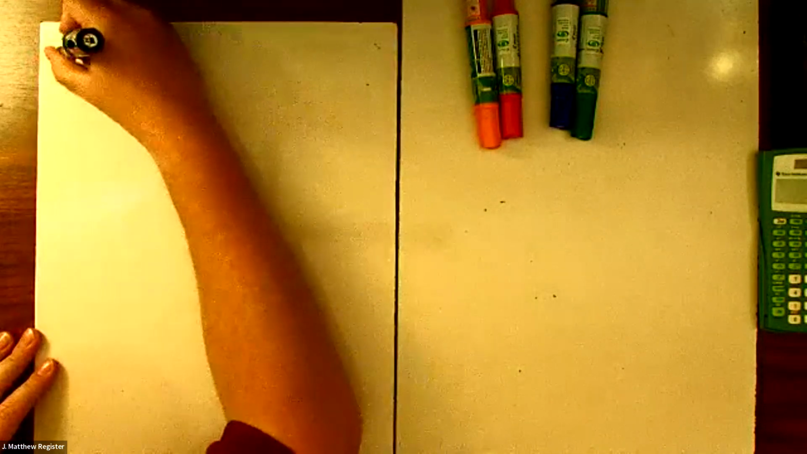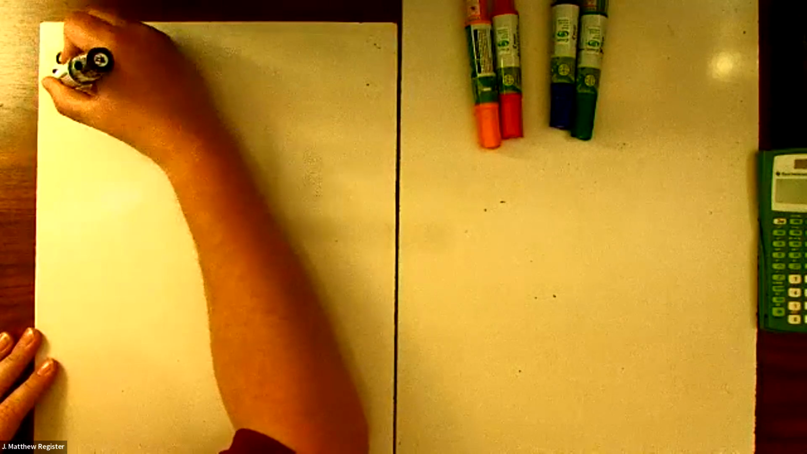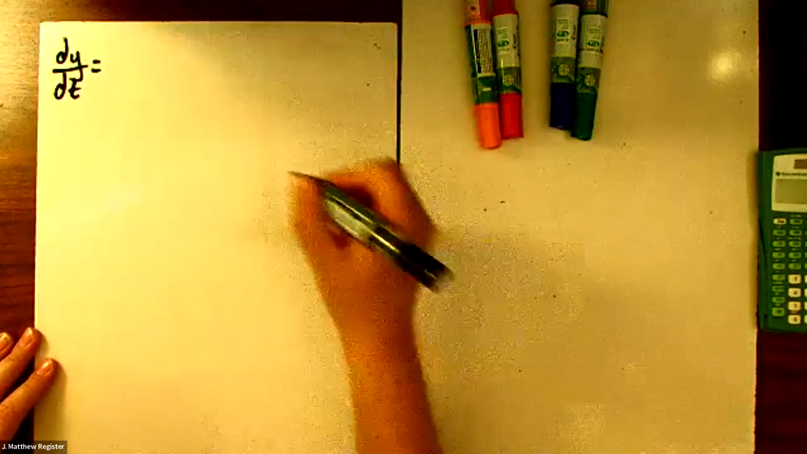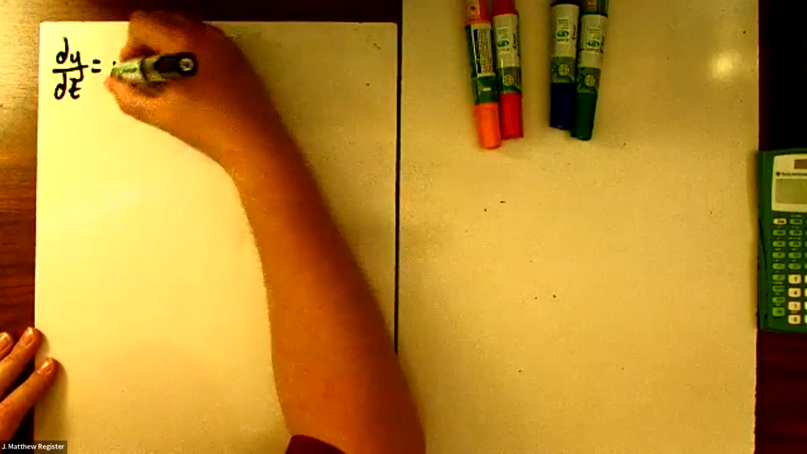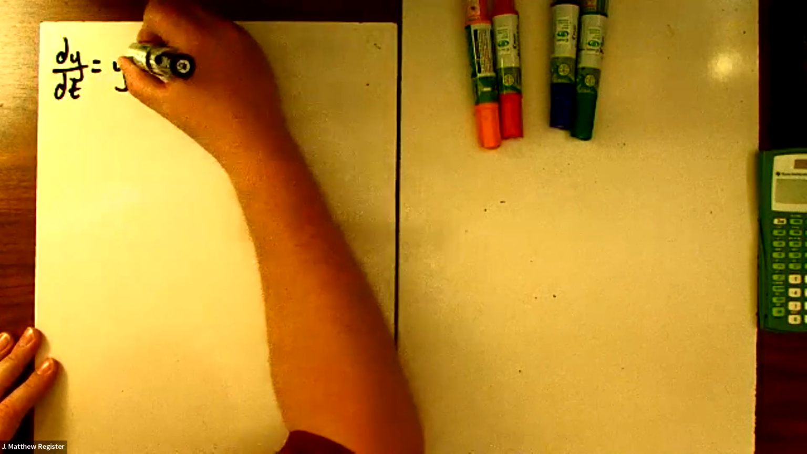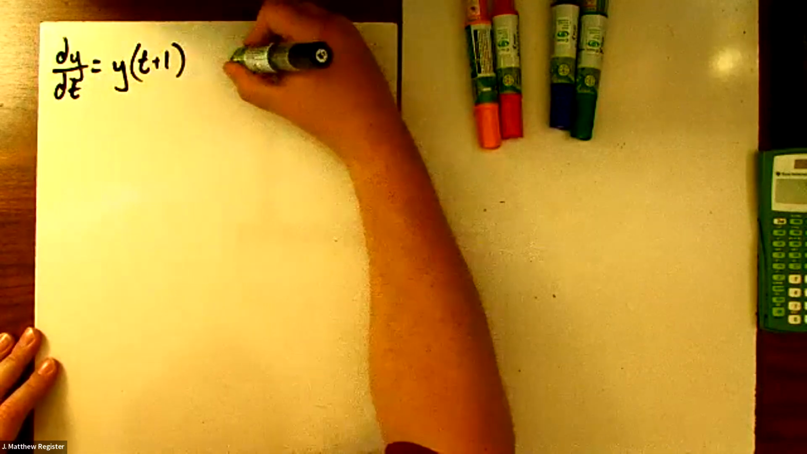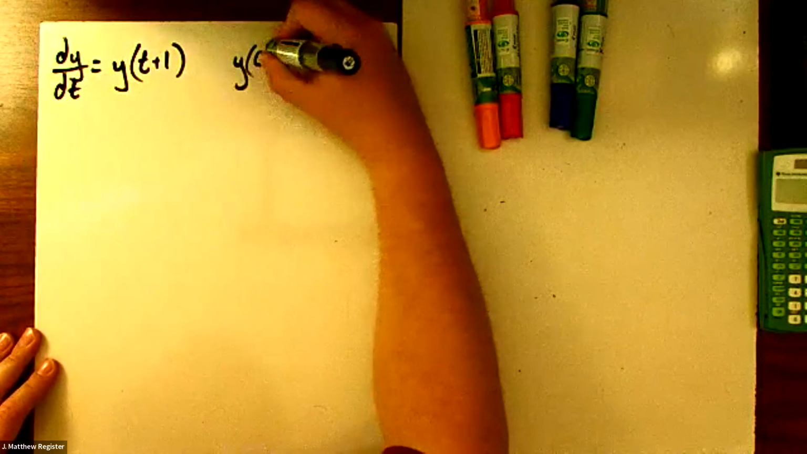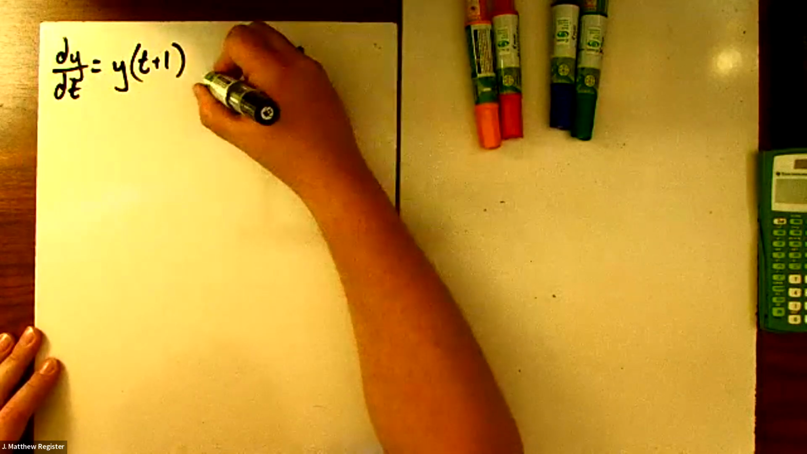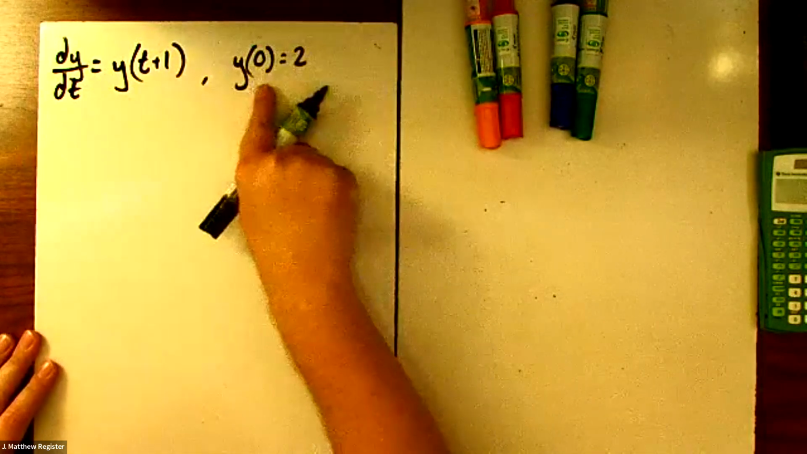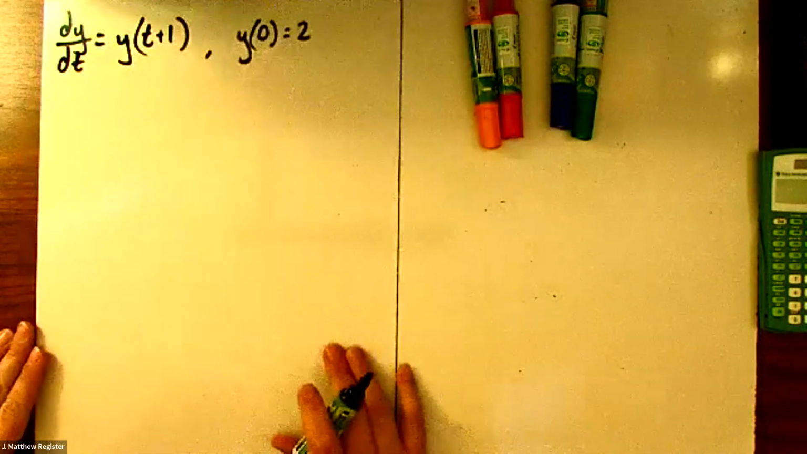So it is dy/dt is equal to y times (t plus 1), and y of 0 is equal to 2. This is the initial condition that we're given.